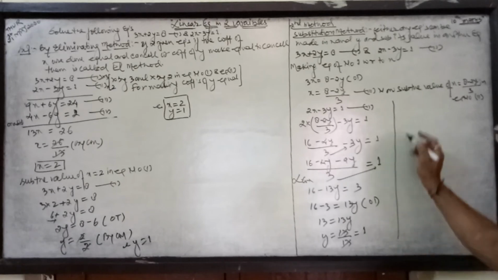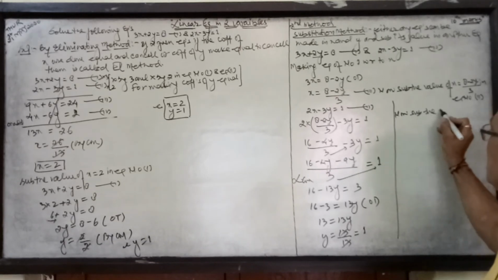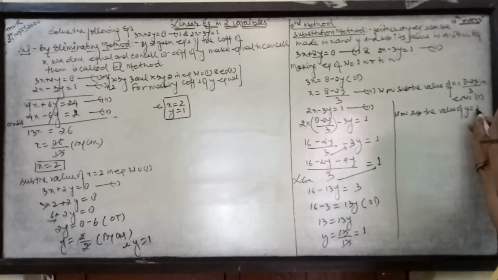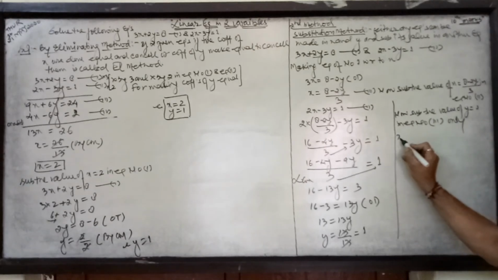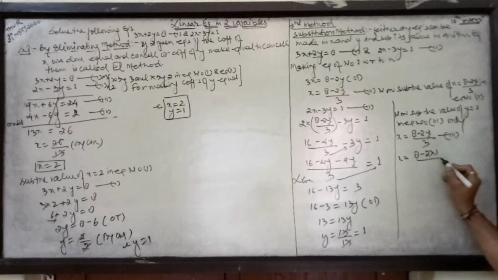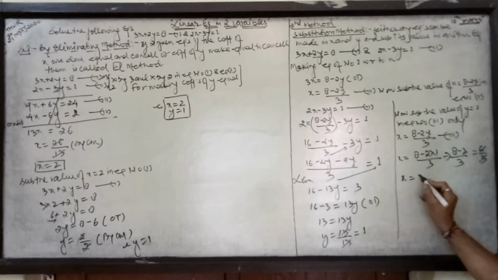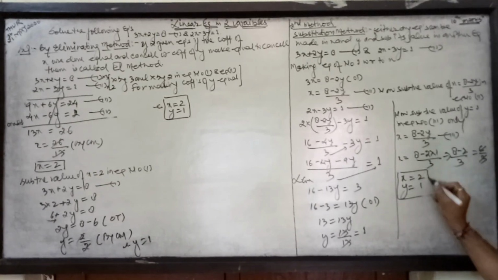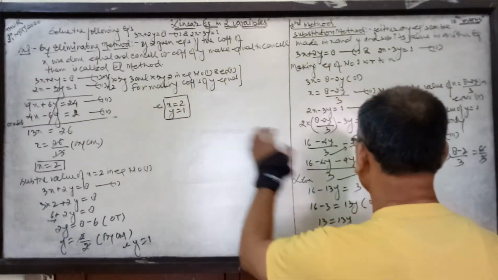Whenever the value of y is coming 1, please substitute this value only here. So now, substitute the value of y is equal to 1 in equation number 3 only, I'm writing only. So now x is equal to 8 minus 2y by 3, it's your third equation. So now x is equal to 8 minus 2 into y, that is 1, by 3. So now 8 minus 2 is 6 by 3. So now the value of x is coming 2 and the value of y is equal to 1. So by looking at the comparative study for this elimination and substitution method, both have the same value.